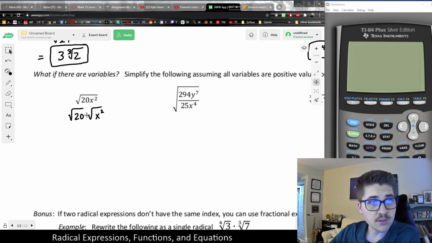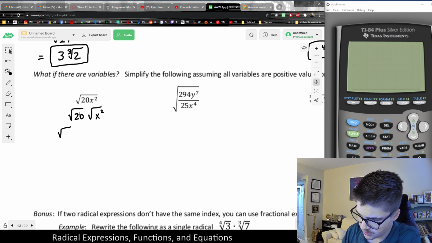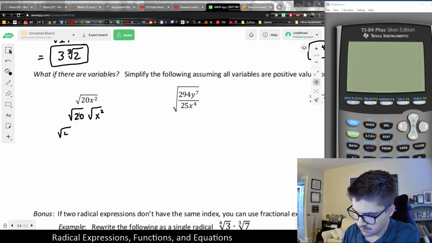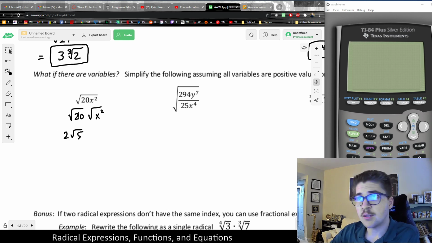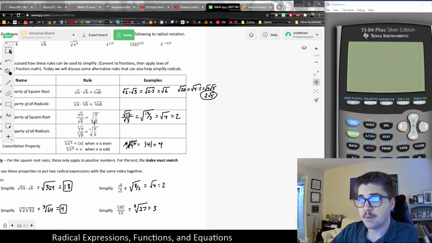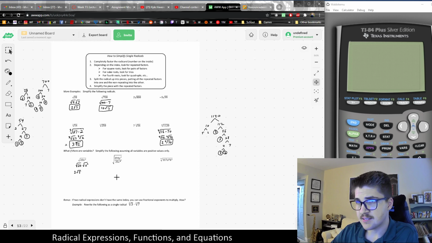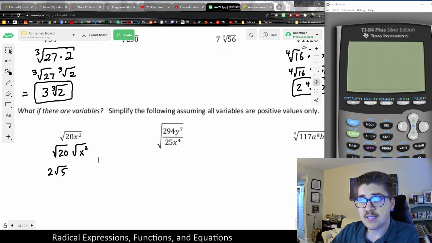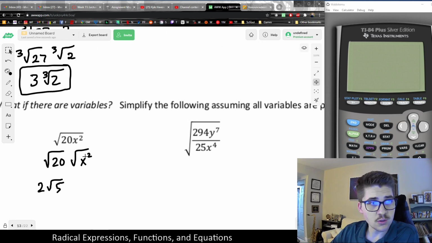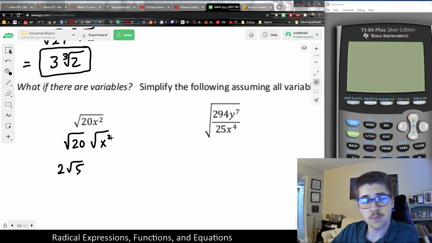Because the numerical component will simplify exactly as we were doing before: 20 is 4 times 5, so I could break it down like that, and that would just be 2 root 5. And now as for the variable component, I could simplify those using the cancellation properties, where if I have the square root of x squared, they will cancel and leave me with just x. Or, I could rewrite it as a fraction. Remember, since this is index of 2 and this is x squared, this would be x to the 2 over 2 power, which would just leave me with x.